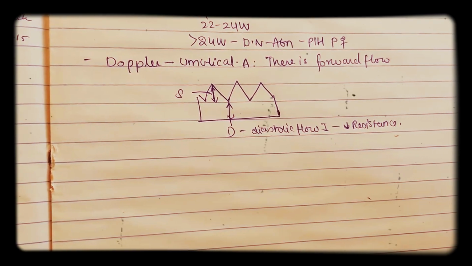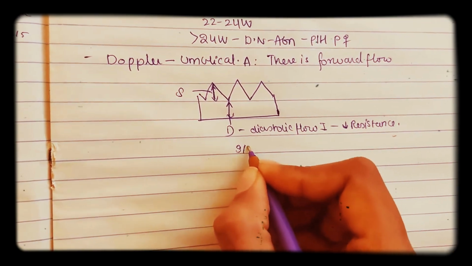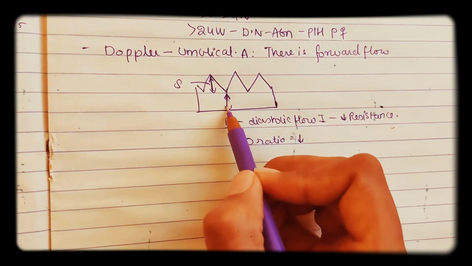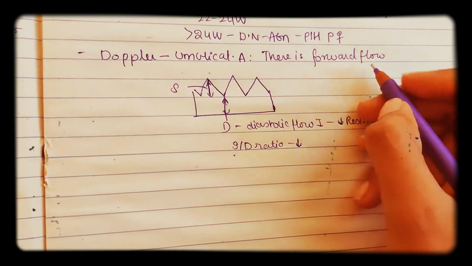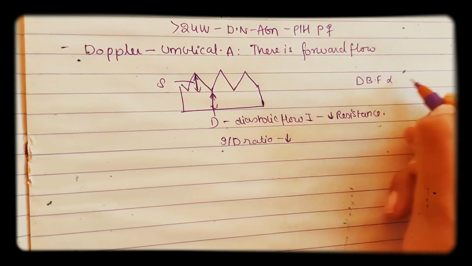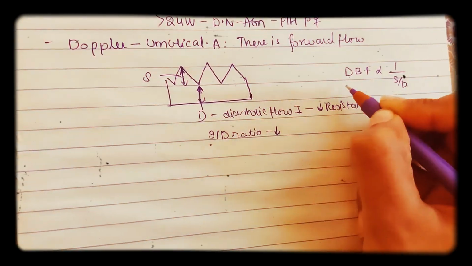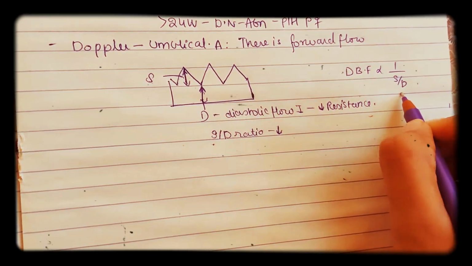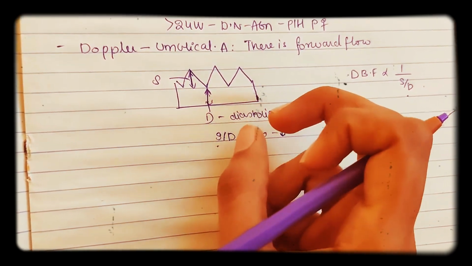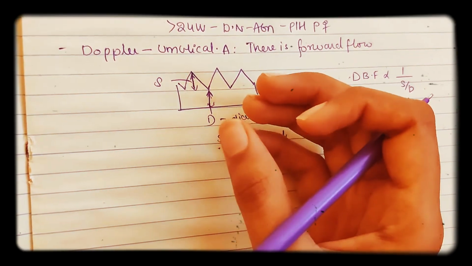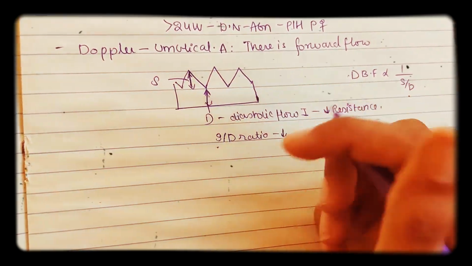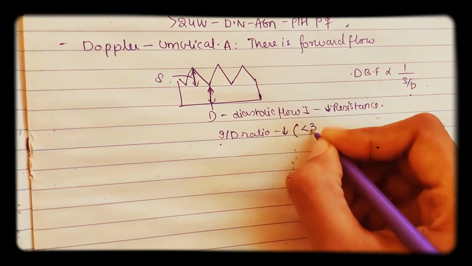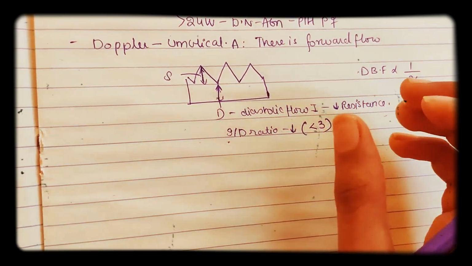So in a normal pregnancy, the S by D, that is the systolic by diastolic ratio, decreases. Always remember, the diastolic blood flow and the S by D ratio are inversely proportional, because if the diastolic blood flow increases, S by D decreases. If diastolic blood flow decreases, S by D increases. So now here you can see in this umbilical artery Doppler, the diastolic flow is increasing. Why is it increasing? Because there is low resistance in the umbilical artery. Because of this, the S by D ratio will decrease, because they are inversely proportional, and it decreases to less than 3 as the pregnancy progresses.